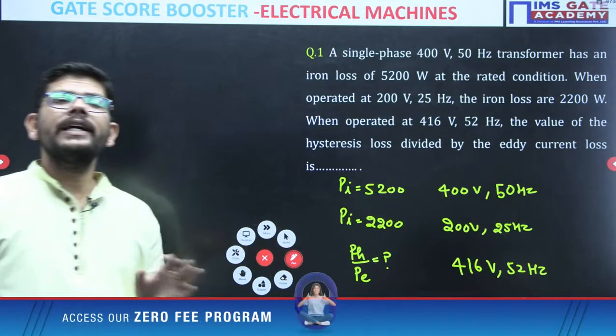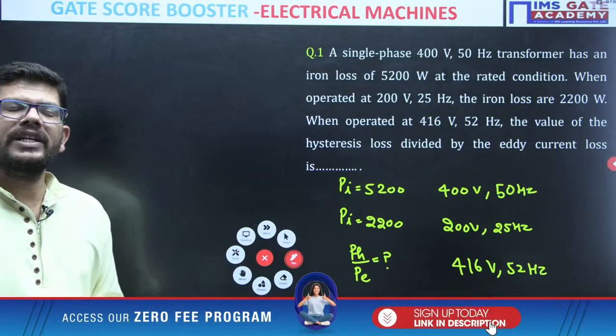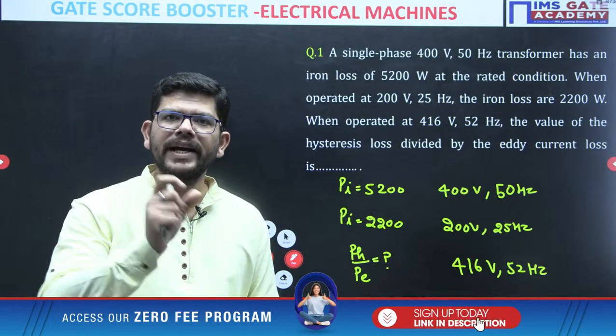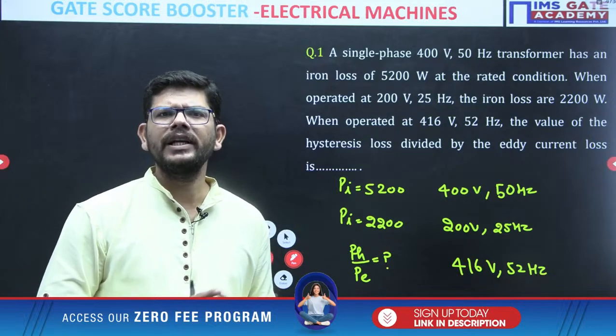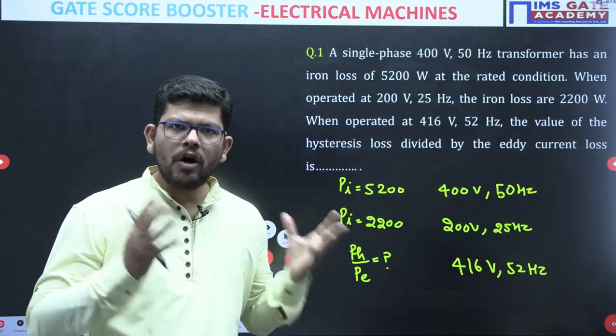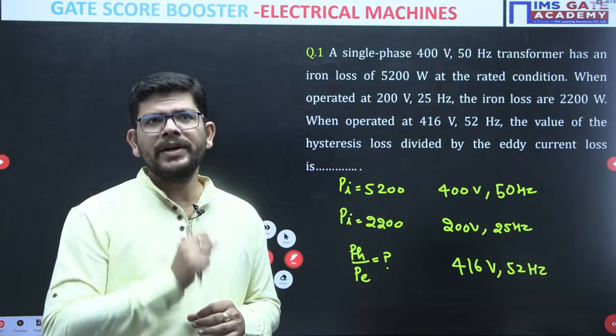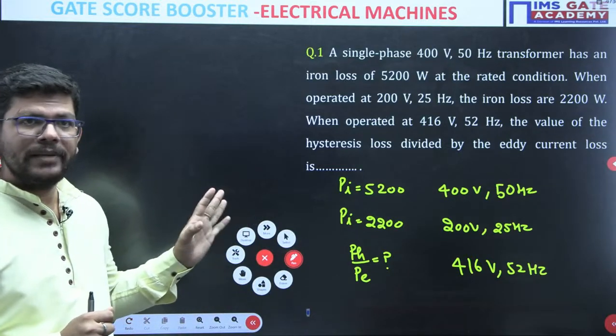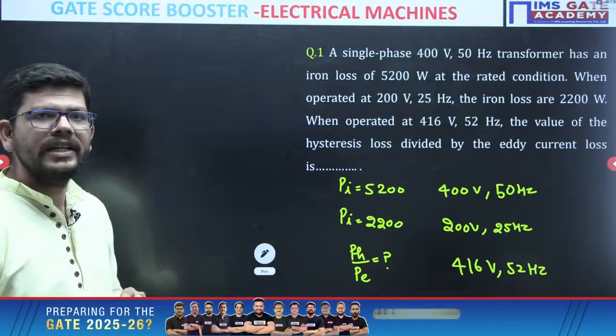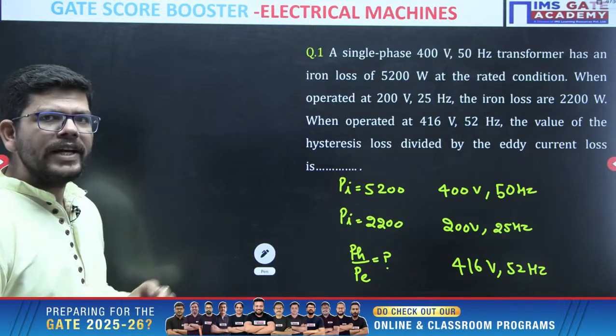This topic in transformer, calculation of hysteresis loss and eddy current loss, is a very important topic. Many times we have seen GATE questions from this topic. Almost every GATE paper consists of one particular question from this topic. So this is very important, and this is the reason why I have selected this question. So how are we going to solve this question?